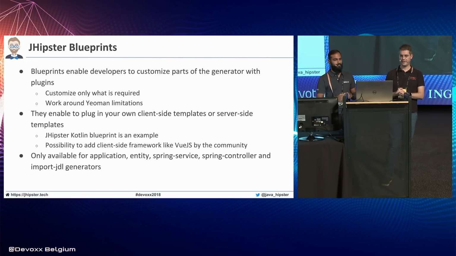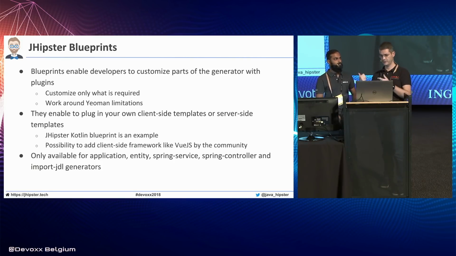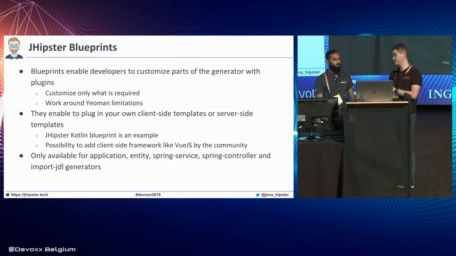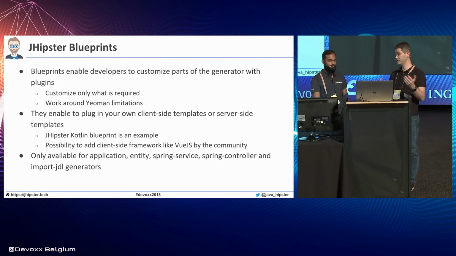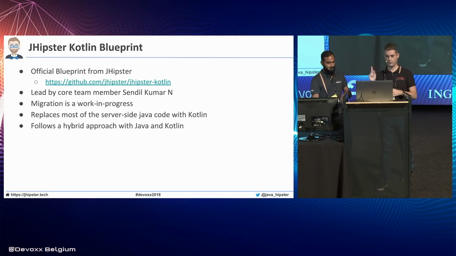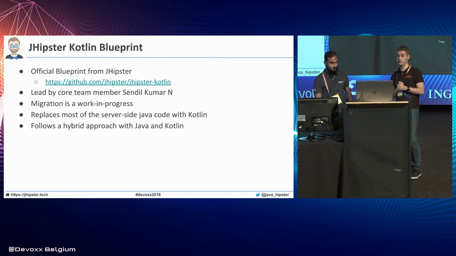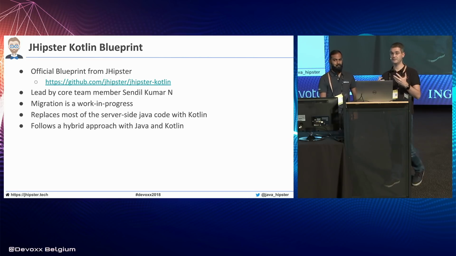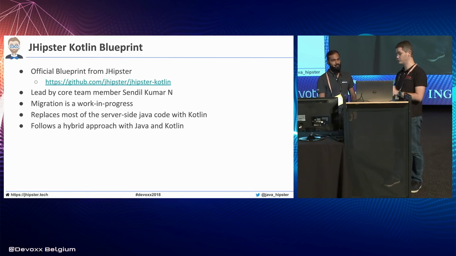And currently, we already have 2 working examples: JHipster Kotlin and Vue.js. JHipster Kotlin, next slide, is a version of JHipster using Kotlin. So we changed the whole language. And for Vue.js, we changed the front-end side. So it's really powerful. If you want to have a look at what we do, JHipster Kotlin is basically our example for blueprints.